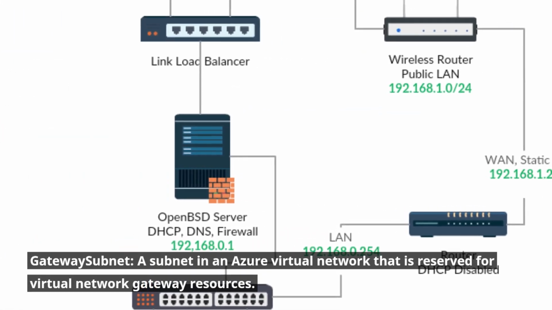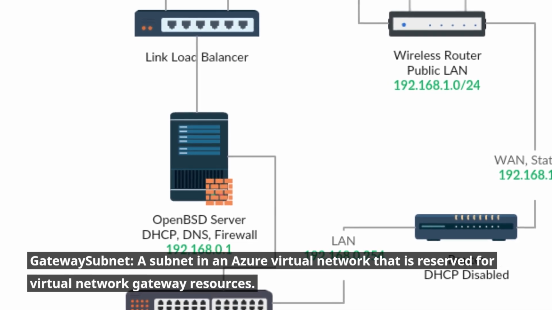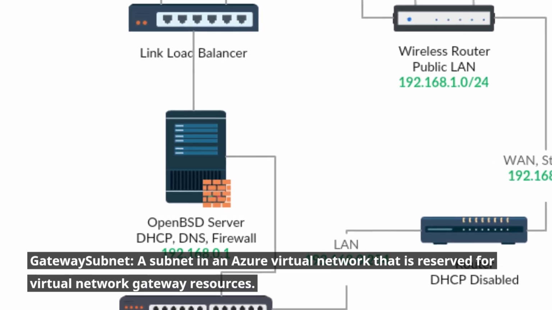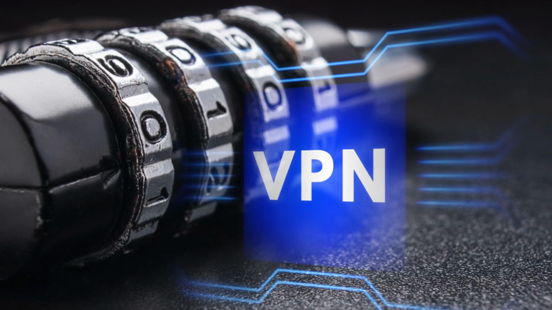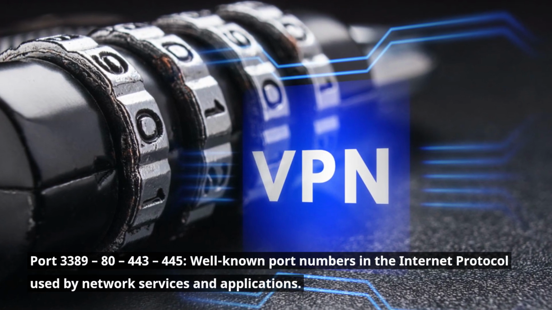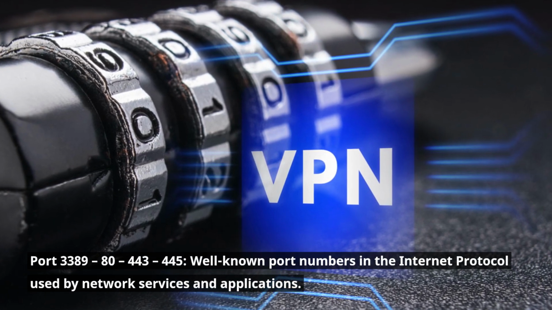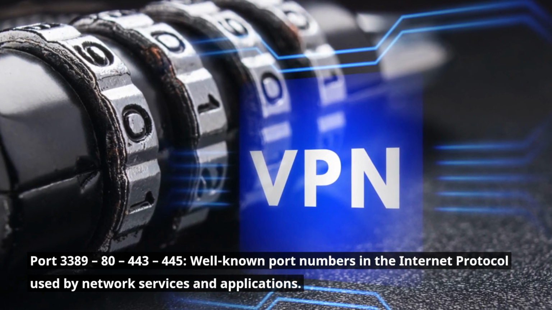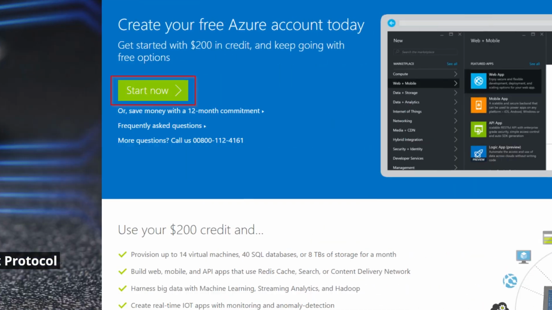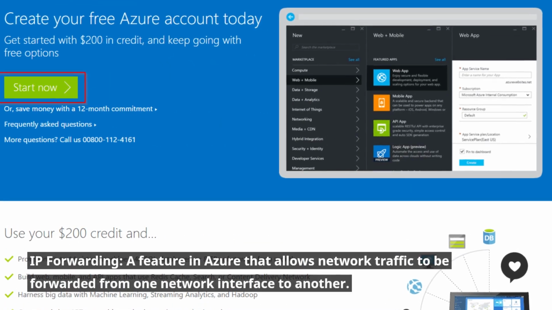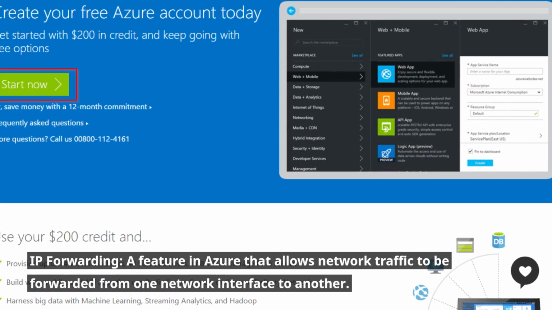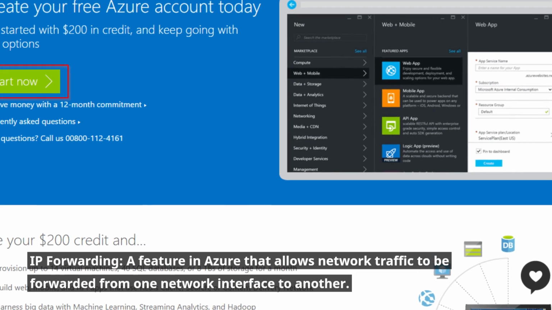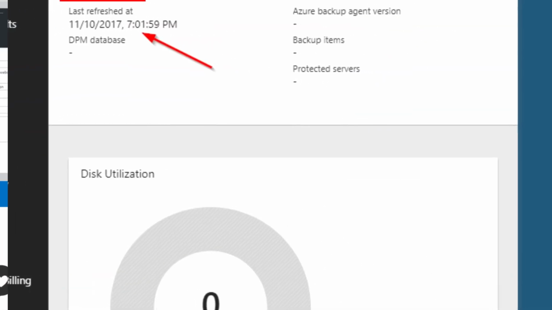Gateway Subnet. A subnet in an Azure virtual network that is reserved for virtual network gateway resources. Port 3389, 80, 443, 445. Well-known port numbers in the Internet Protocol used by network services and applications. IP forwarding. A feature in Azure that allows network traffic to be forwarded from one network interface to another.